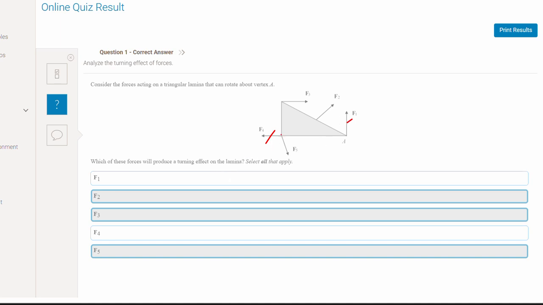And we take F5. Yes, that is normal. It's not acting on its vertex right here, so it will produce a turning effect. Same thing with F2. Even if you extend it, it's not going to meet at your fulcrum, so it will produce a turning effect. And same thing with F3, your lever arm, which is the line that you extend. It will not intersect your axis of rotation, so it will have a turning effect. So yeah, next question.